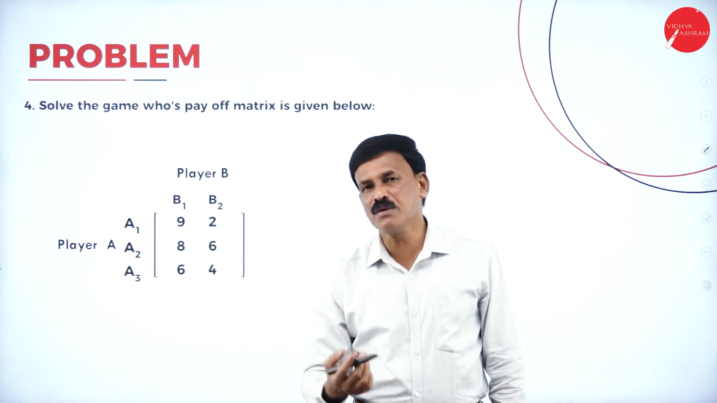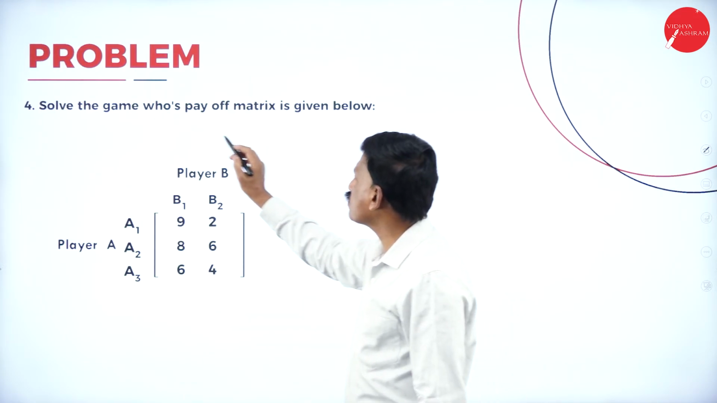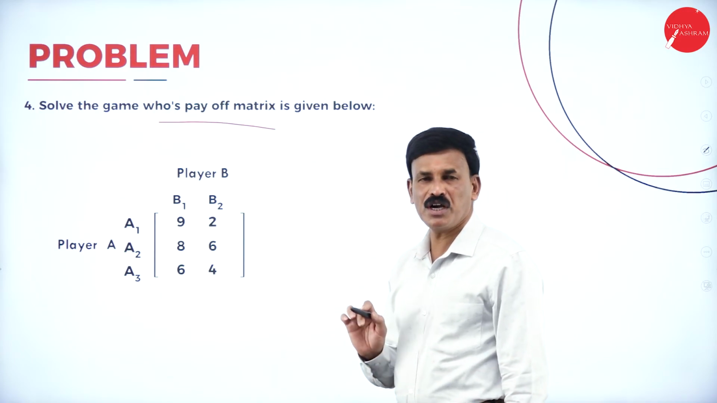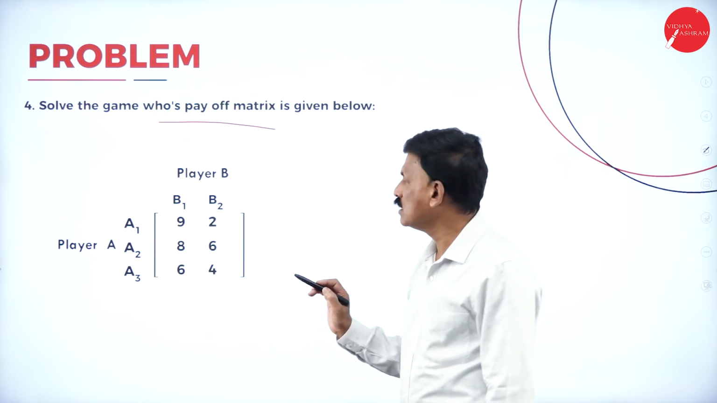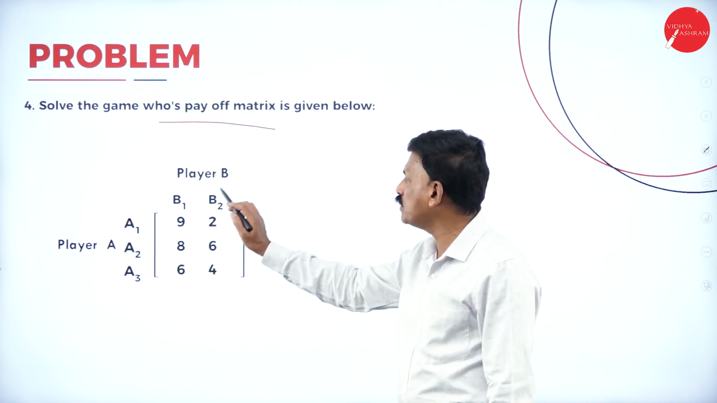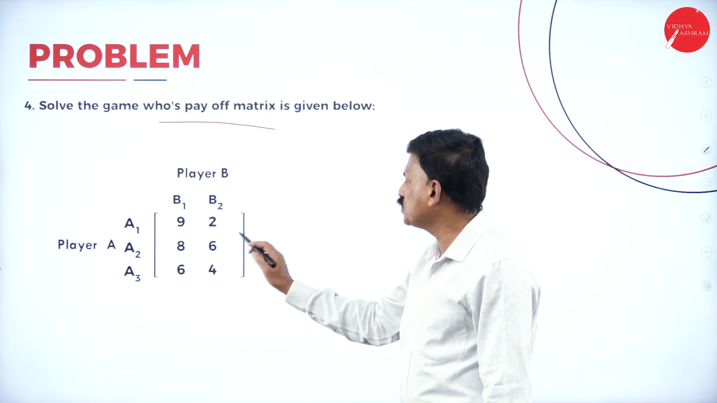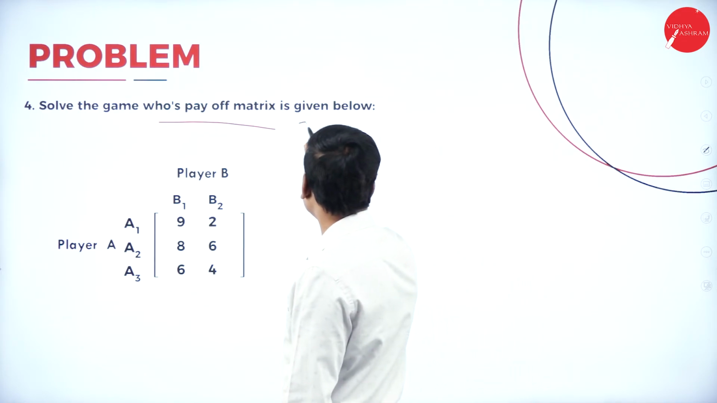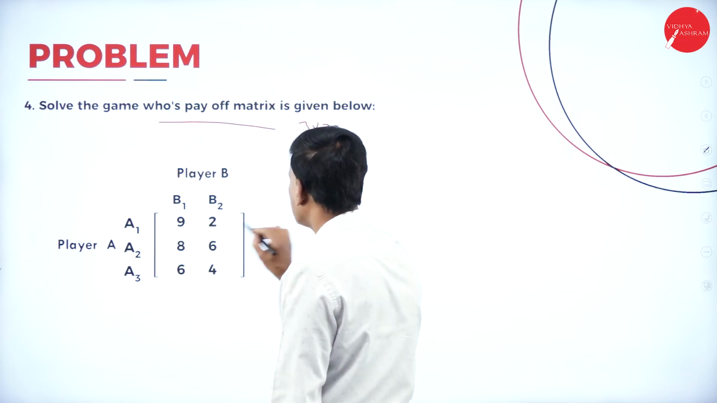That's it. Let us come to the next problem. What is the next problem? Solve the game whose payoff matrix is given. So, we have to find out the saddle point. What is given: for player A, A1, A2, A3; for player B it is B1 and B2. The entries are 9, 2, 8, 6 and 6, 4. So, this is a 3 rows, 2 columns matrix.